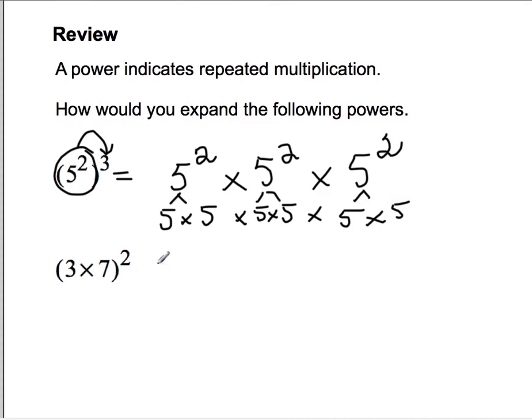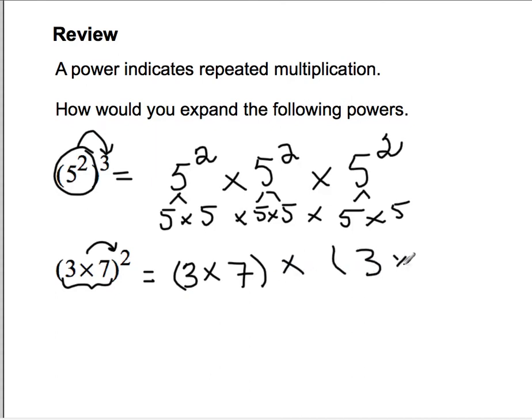In the second math lab, we'll have to know how to expand these types of situations. So here, that whole thing is the base to that power. So I write the base twice. So 3 times 7, and again, powers are repeated multiplication, so I repeat the multiplication twice.